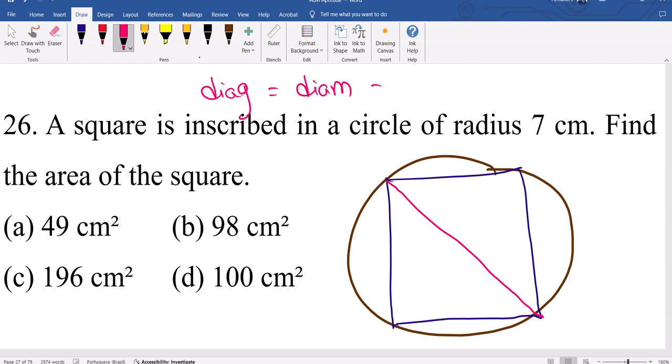What is the diameter here? 14. Can anyone say the area of a square when the diagonal is given? Yes. When the diagonal is given, the area of the square is diagonal squared divided by 2, which is 98. Sir, what is the area of a rhombus? Area of rhombus formula. Yes.